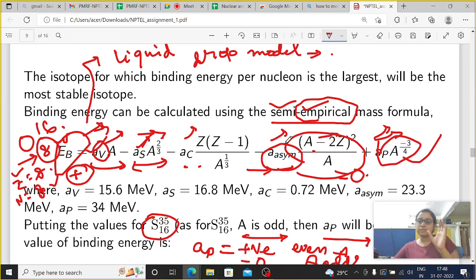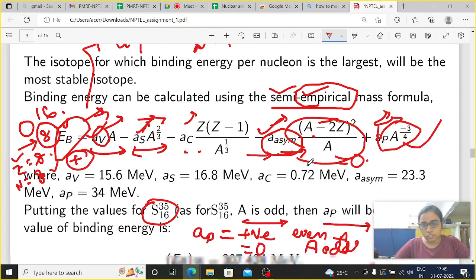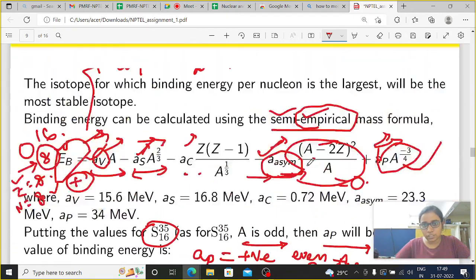So asymmetry is basically coming from the difference between neutron and proton number. If in a nucleus the neutron and proton numbers are different, only then can we have the asymmetry term. So the asymmetry term is basically a decreasing term for the binding energy calculation, that's why it is a minus sign, and asymmetry comes from the neutron and proton numbers. Do you get the point? Yes, ma'am. Thank you, ma'am. Okay, any other question?